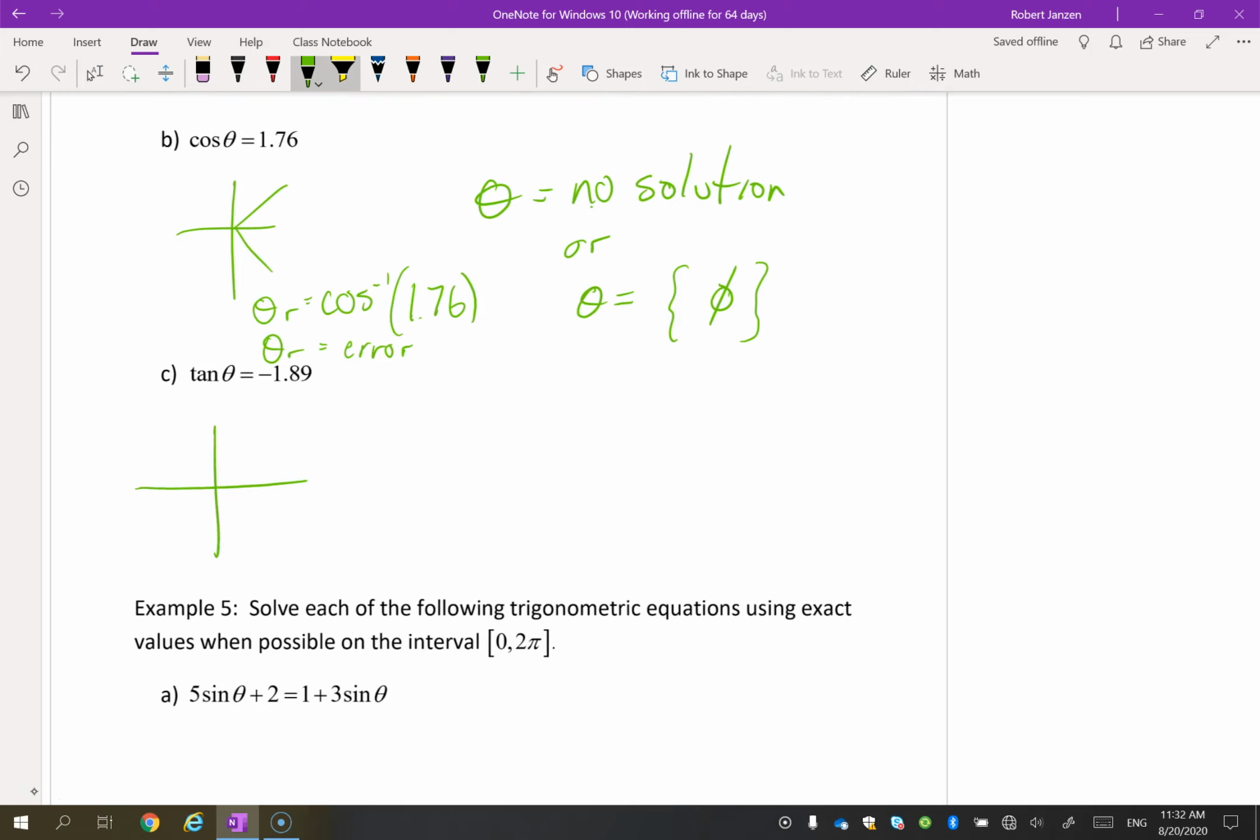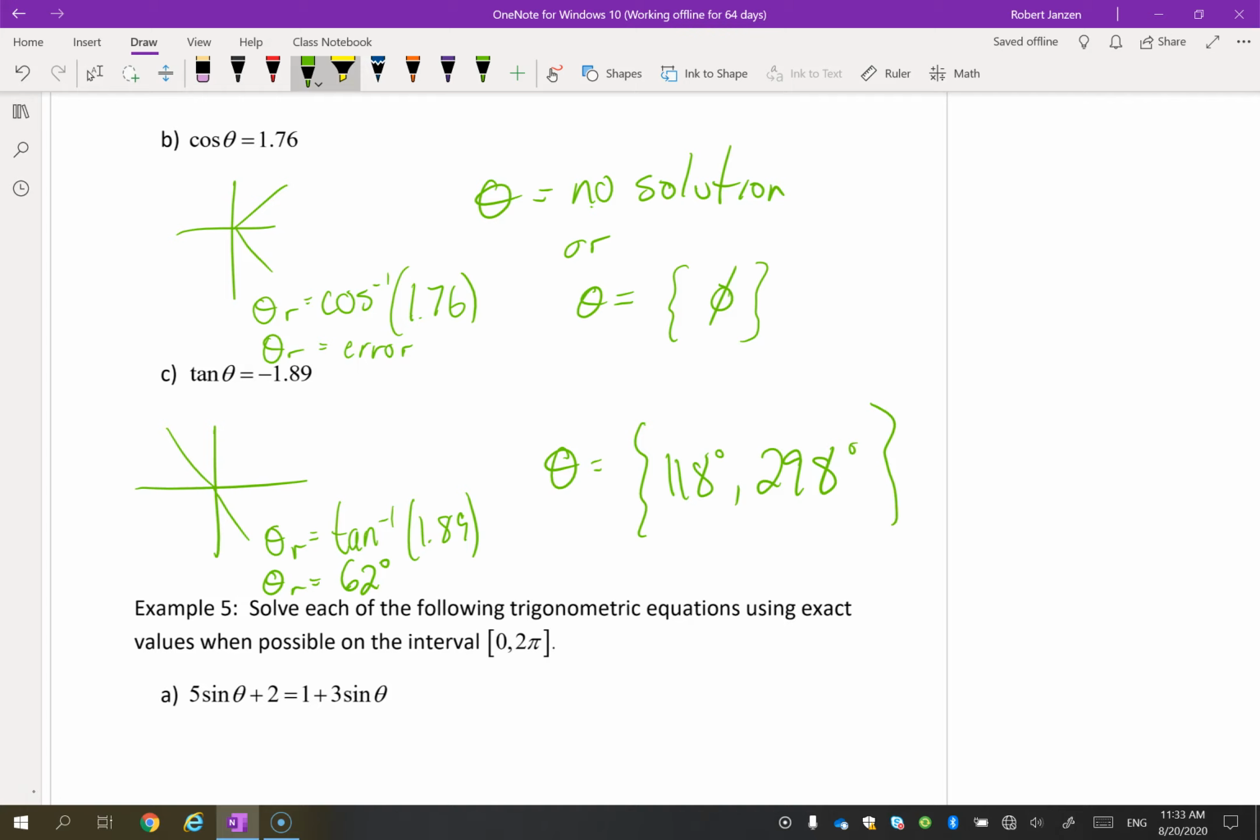Let's try tan is negative here and here. Let's figure out what the reference angle is. So we're going to take the inverse tan of 1.89. So the reference angle is 62. Notice with degrees, we're going to round off to the whole degree. There will be no decimals with degrees. So 180 take away 62, this will be 118. And then 360 take away 62 will be 298.